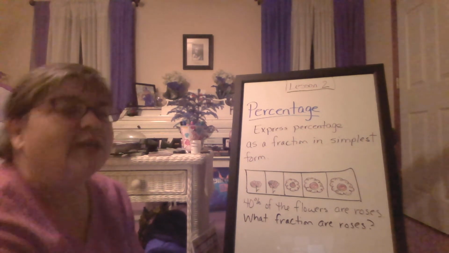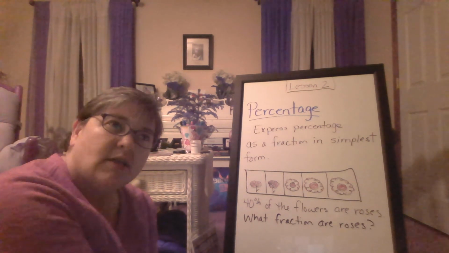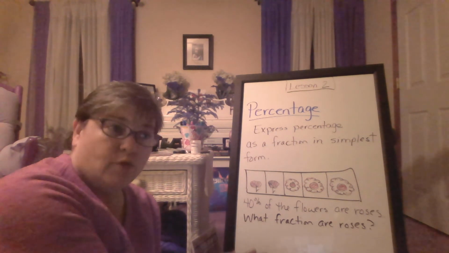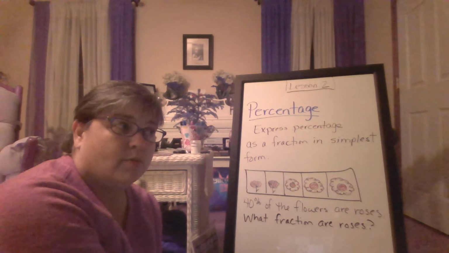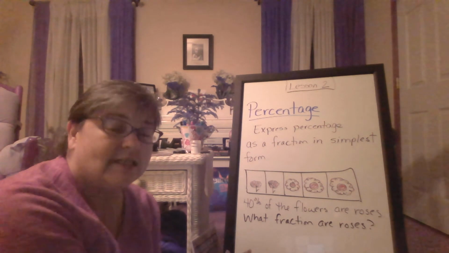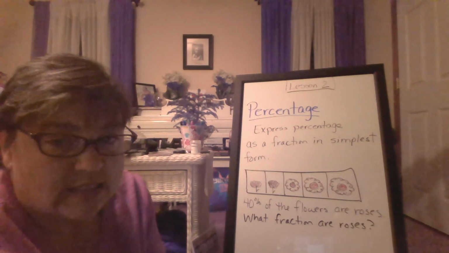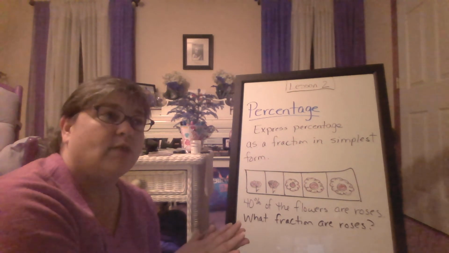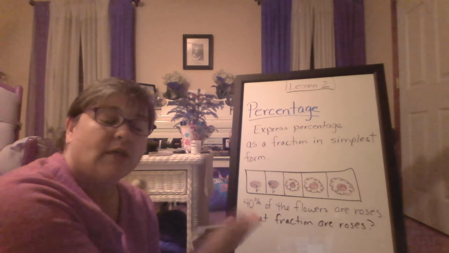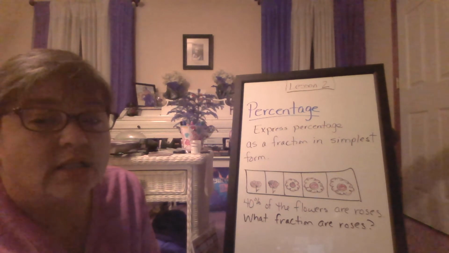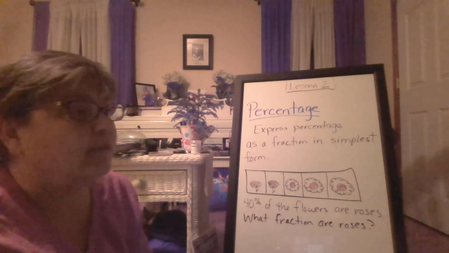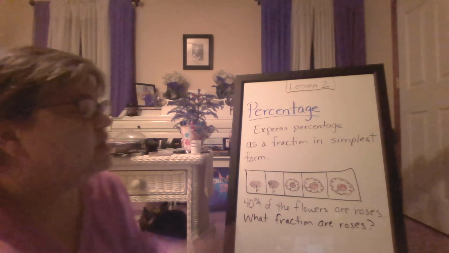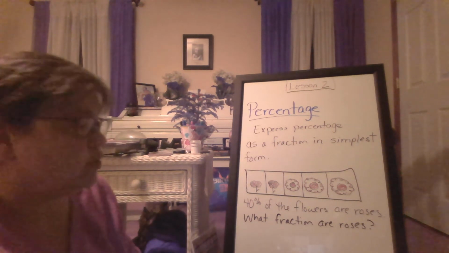First, if 40% of my whole 100 are roses, and let's say my other flowers are daisies, then what percent would be daisies? 100 minus 40 would give you 60. So you have 40% roses, 60% daisies. That's neither here nor there, but I want you to be thinking about that whole 100 all the time. So here we have 40% are roses.